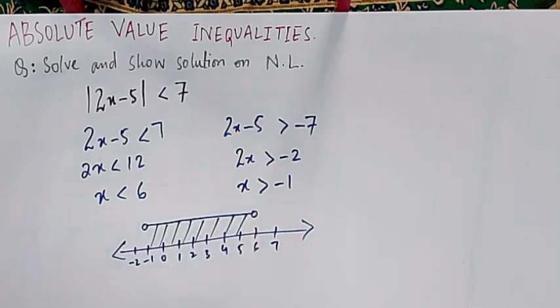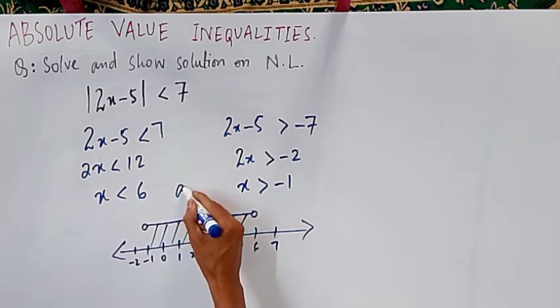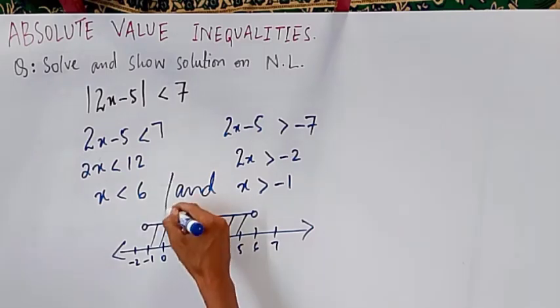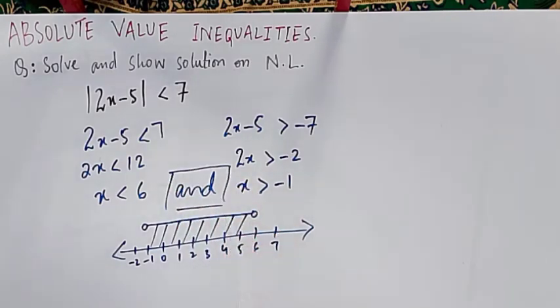You can write it in the solution set as well, but this is how you show it on the number line. So it means that you will show like this, that x will be greater than minus 1 and less than 6. So when you have this inequality, you will use this word and, and we will see that in some other inequalities we will use the word or. When will we use the word or? Let's see. Now let's move to the next question.